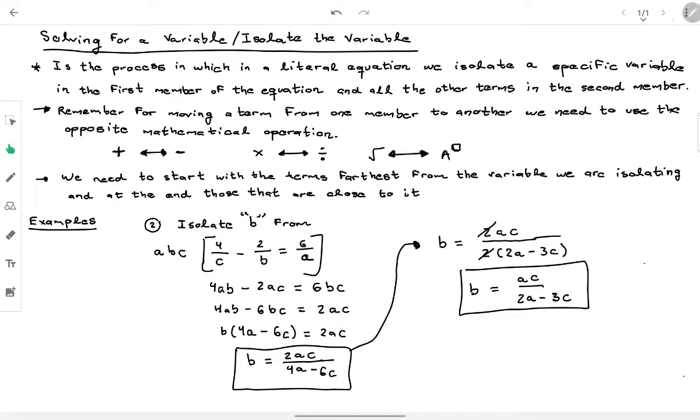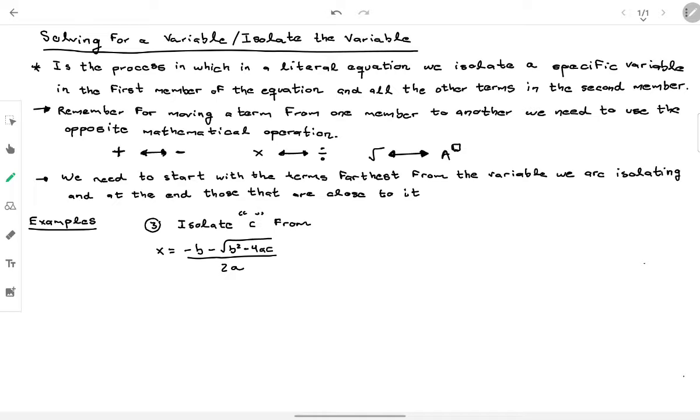Let's see another example. In the next exercise, we need to isolate C from the next formula. Maybe you remember this formula because it's the formula for solving a quadratic equation. In this case, remember, we need to send what is farthest from C first to the other member. So we can send the 2A, it's dividing everything, so it can go to the other side multiplying everything. So it's going to be 2AX equals minus B minus the square root of B squared minus 4AC.